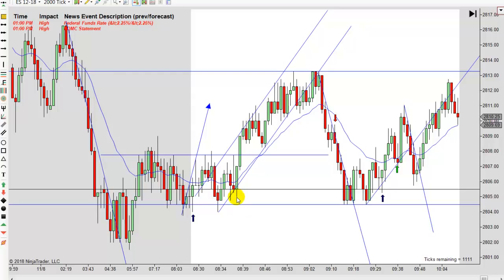But it didn't even matter. It went like 1 or 2 ticks and reversed on you. And this might have been a good place, normally I would say, to enter, but it's so close to the highs across here, you don't have a lot of room.